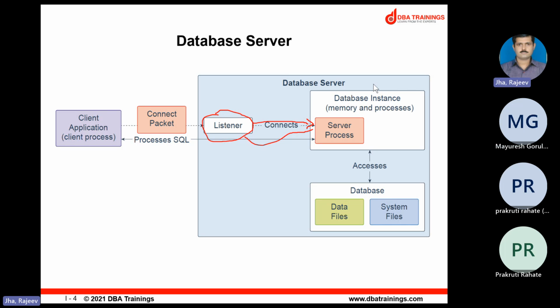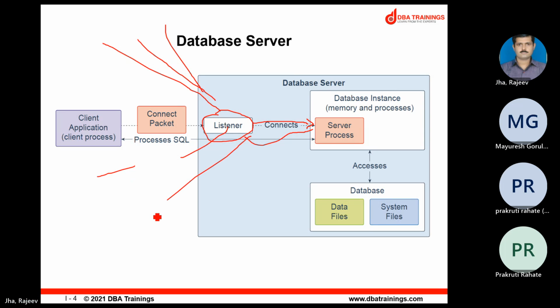Got it? In a database, we can create multiple listeners. That's possible. But suppose I have 100 users, I cannot create 100 listeners. So what happens? The listener may be busy listening to requests from other customers. So the listener has an internal process, which we will talk about later, called the dispatcher. The listener will hand over your request to the dispatcher, and now the dispatcher will listen to your request.